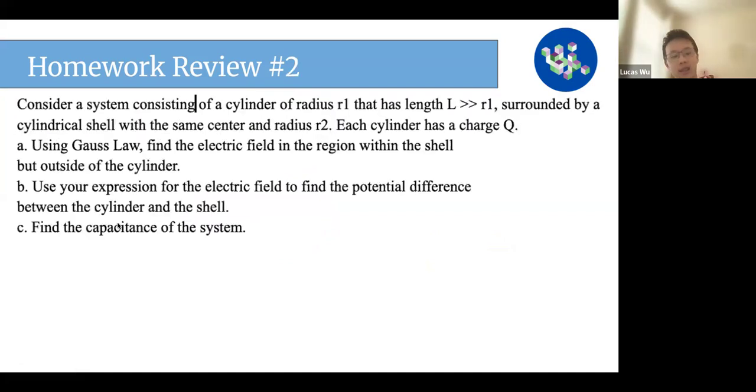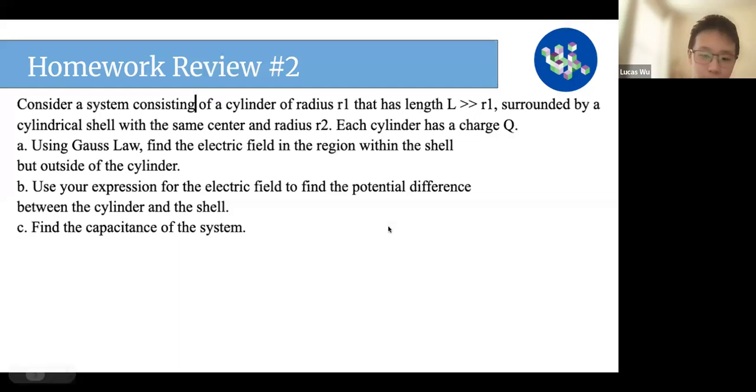All right, consider a system consisting of a cylinder of radius R1 that has length L much greater than R1, surrounded by a cylindrical shell with the same center and radius R2. Each cylinder has a charge Q, and part A is we want to use Gauss's law to find the electric field in the region within the shell but outside the cylinder.